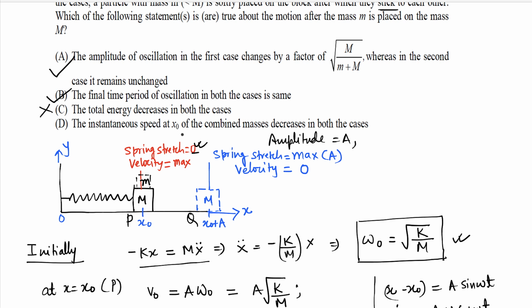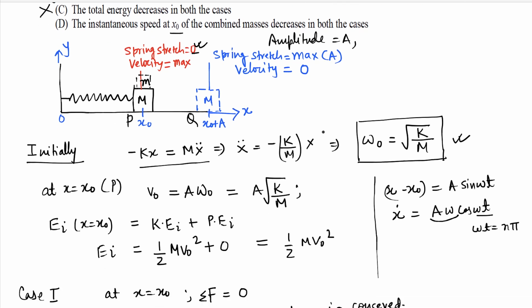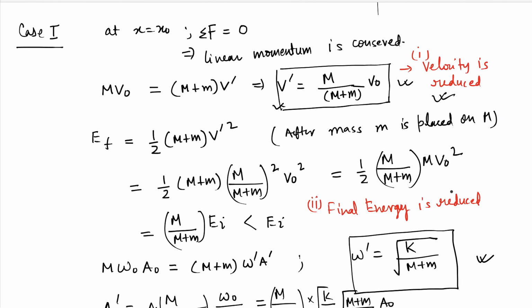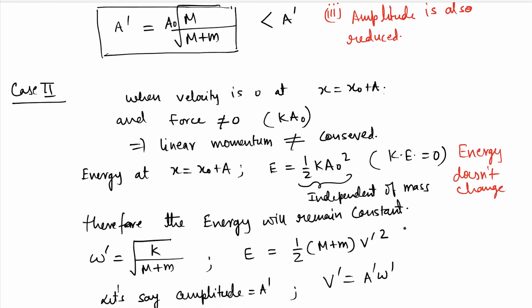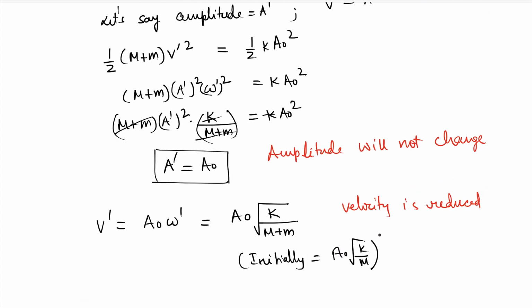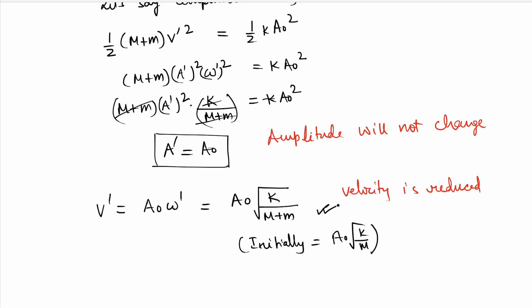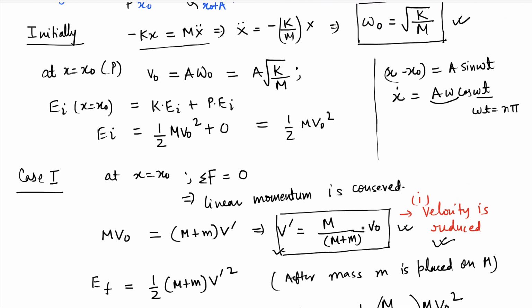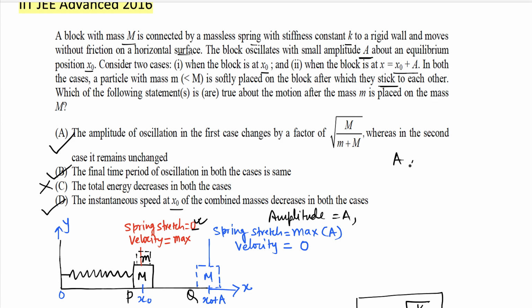The instantaneous speed at x0 of the combined masses decreases in both the cases, and that's correct because we figured out that velocity is reduced at x0 and also velocity is reduced here at x equal to 0, right? So option C is also correct. Answer is of course A, B and D.